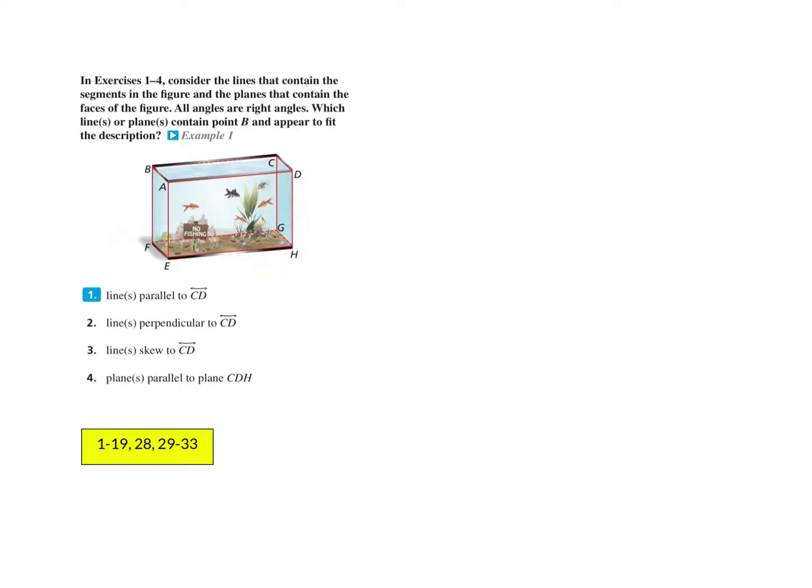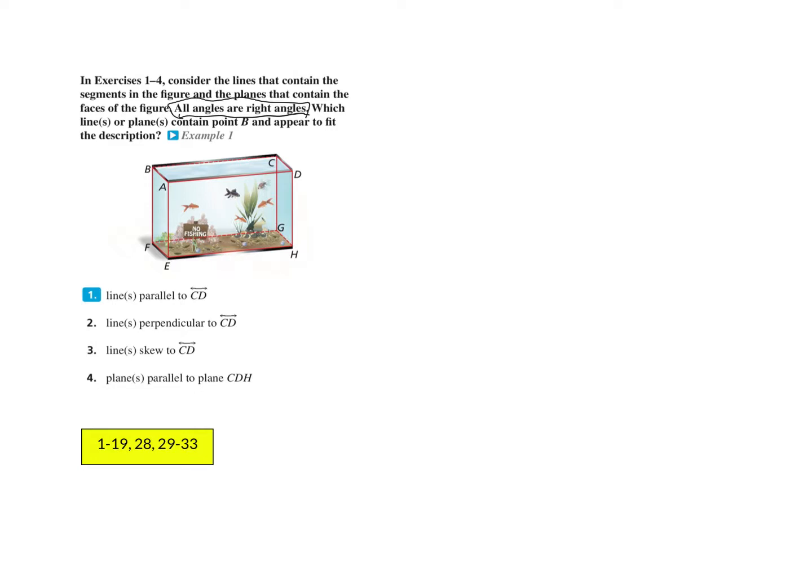Okay, 3.1, mostly going to be talking about alternate interior, exterior angles, corresponding angles, but we also want to understand skew lines and parallel lines. So consider the lines that contain the segments in the figure and the planes that contain the faces of the figure. It's important to understand that it says that all angles are right angles, all right? So it's giving you that.